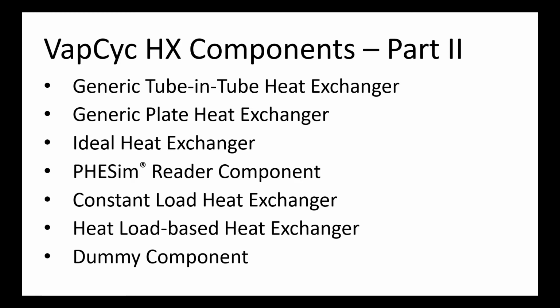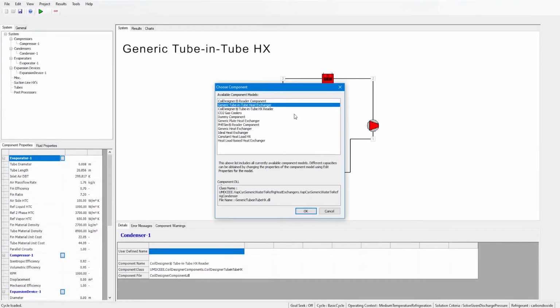ideal heat exchanger, the PHESim reader component, the constant load heat exchanger, the heat load-based heat exchanger, and the dummy component. The generic tube-in-tube heat exchanger is a simple UA-based zone-by-zone model. The model subdivides the total length into the number of phase regions for the heat transfer calculation.